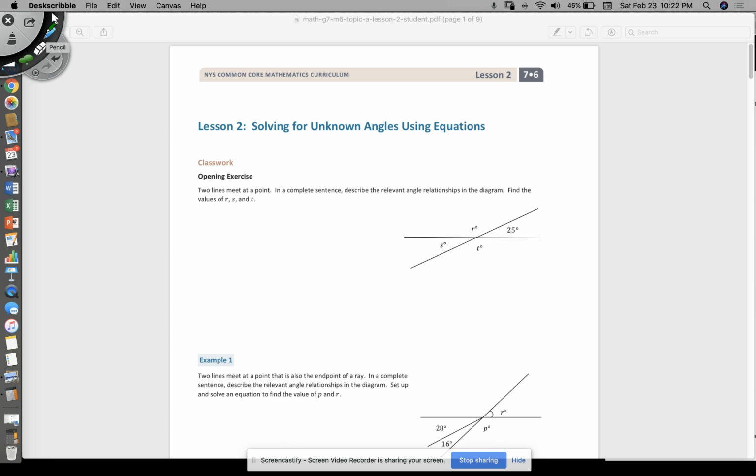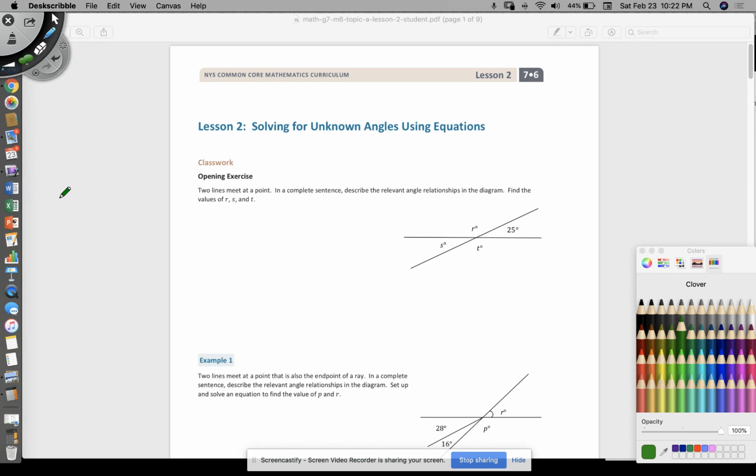This is Module 6, Lesson 2 for 7th grade on solving for unknown angles using equations. So in the last lesson, we talked a lot about vocabulary, and knowing the vocabulary to a lot of the lessons that we're going to be doing here in Module 6 can definitely help you a lot in solving these problems. So we're going to use that vocabulary throughout this lesson as well.